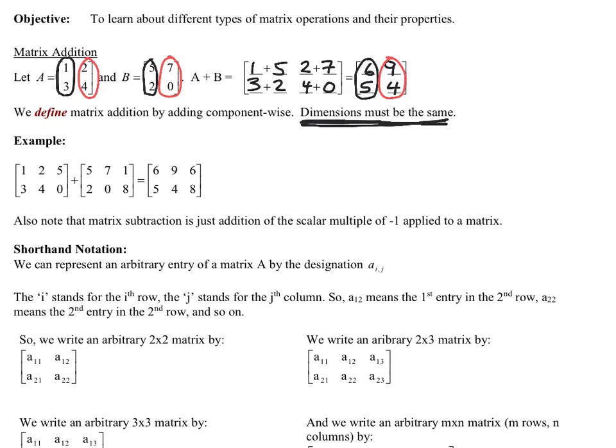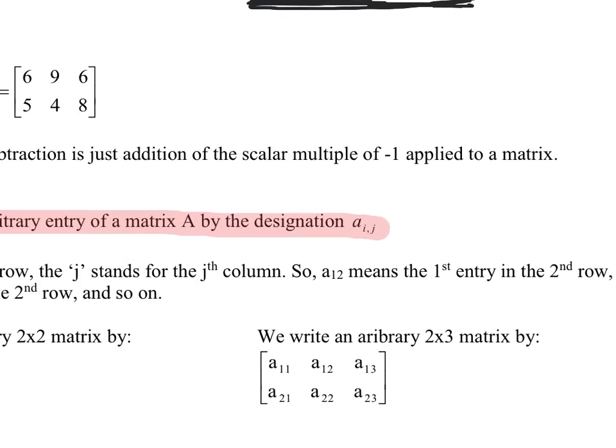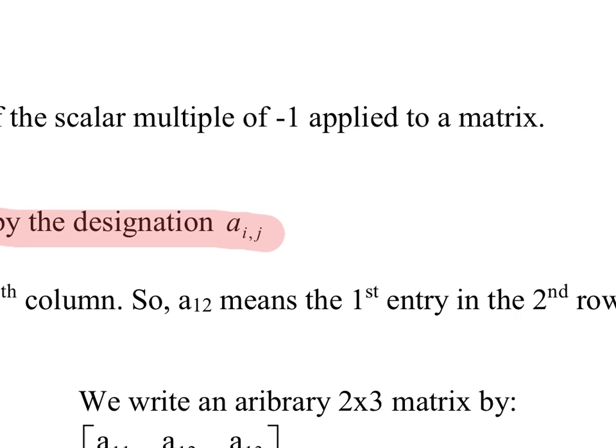All right, shorthand notation. This is going to become more important as we go on. So far, it hasn't been overly important. We can represent an arbitrary entry of a matrix A by designating A sub ij. Sometimes I have a comma separating the i and j, but we could also just write it as A sub ij without the comma.